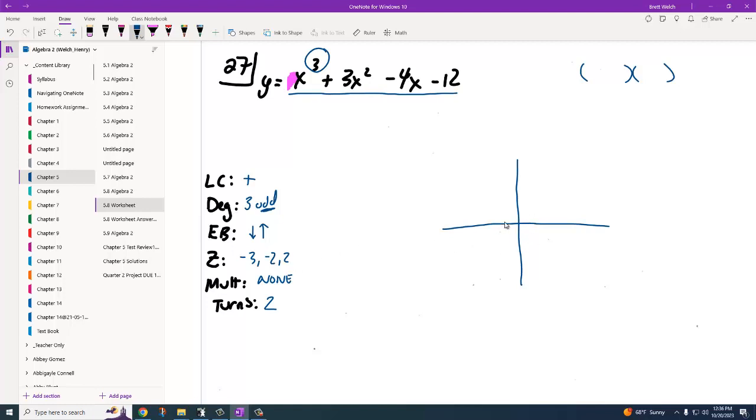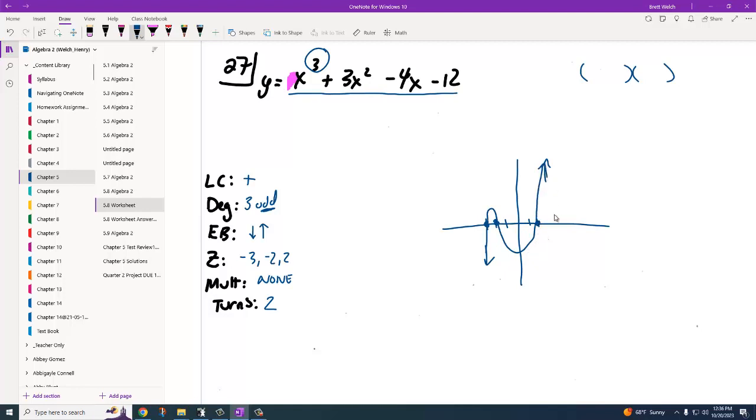So all I have to do now is come over to -3, -2, and +2. My arrow to the left is down, my arrow to the right is up, and since there's no multiplicities, it's just a pass-through problem. I come up and through, down and through, turn around and go up through. And I'm done. That was it.